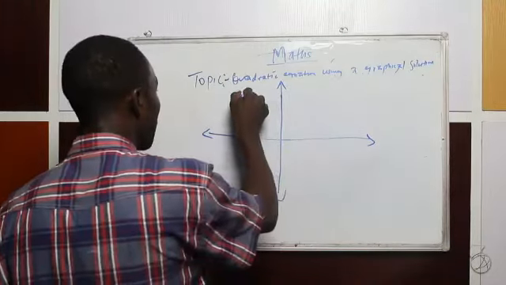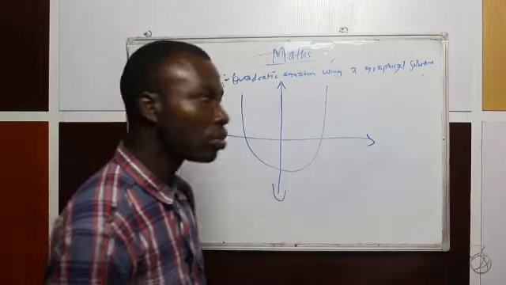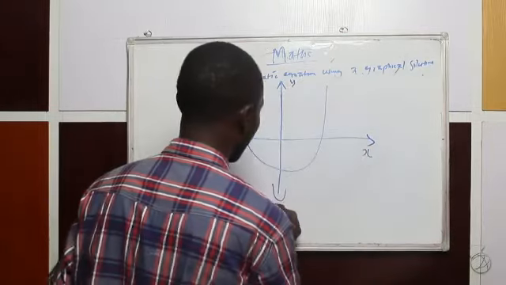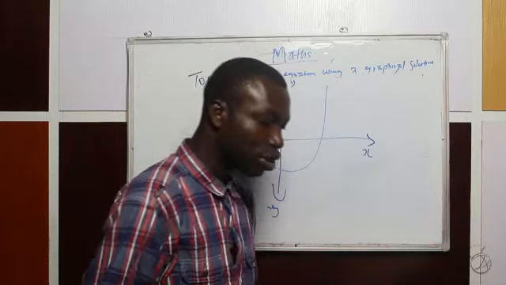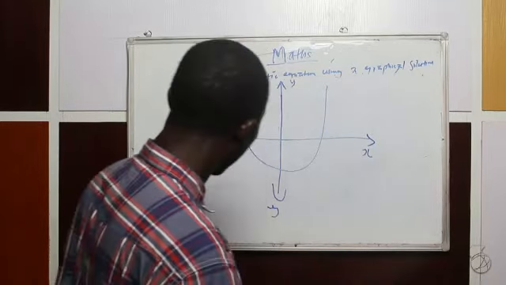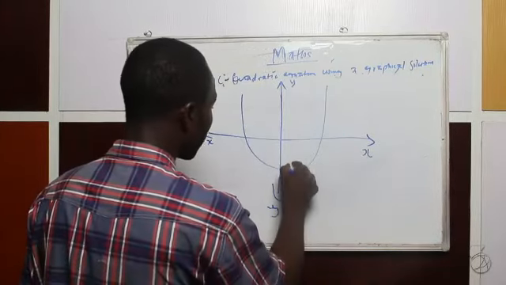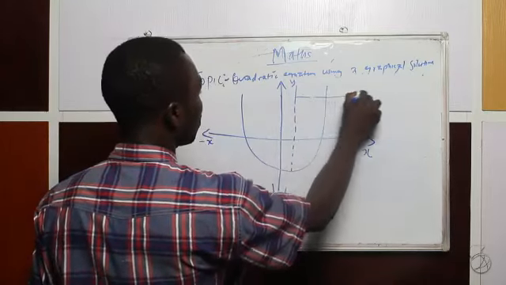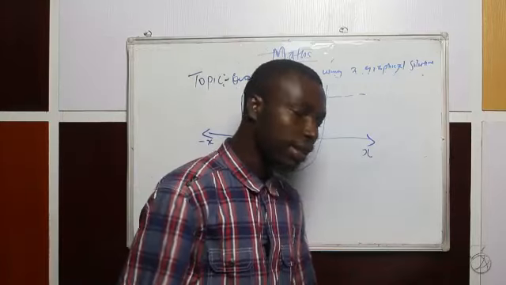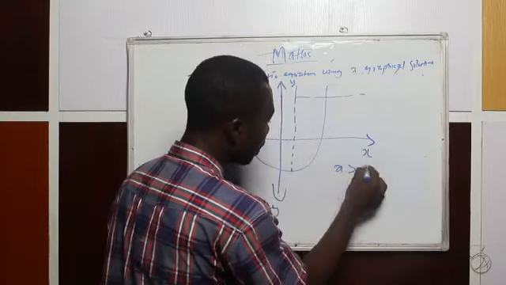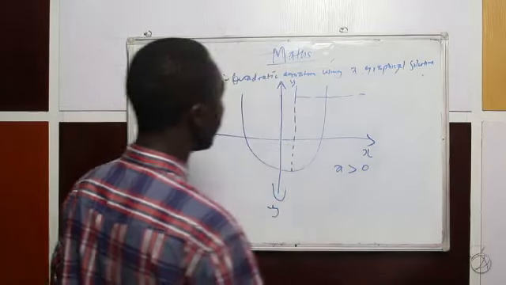When your graph is like this, that is the shape of the graph we drew earlier on, with our y-axis and x-axis, this is a shape that is showing us that the line of symmetry can be drawn as this. This is the line of symmetry. That is, a is greater than 0. When a is greater than 0, we have a U-shape.